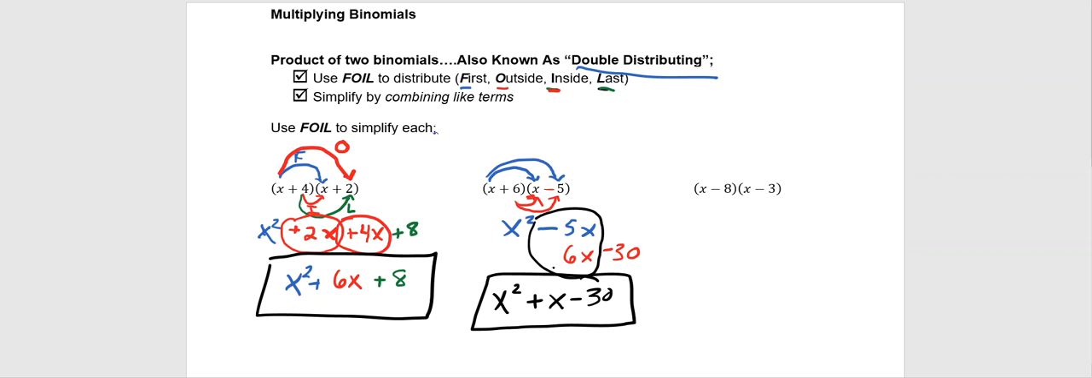So let's do this last one and see if we can just get the hang of it. So let's see. I can do x times x is x squared. I can distribute that x again times negative 3 is negative 3x. Here's where my double distributing comes up, because I've distributed the x already as one round of distributing. I can distribute the negative 8 as my second round. Negative 8 times x is minus 8x. Negative 8, careful, times negative 3, and negative times negative is going to give me positive 24.